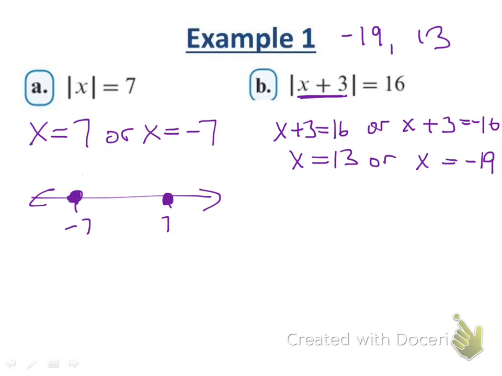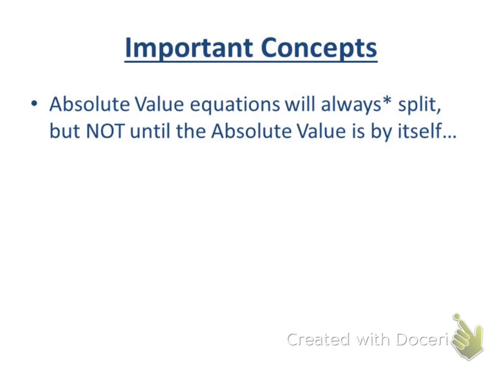Okay? So the process is that we're going to split things up. Now, absolute value equations will always, and there's an asterisk there for a reason, they will always split, but not until the absolute value part is by itself. The absolute value equation is going to split things into two.